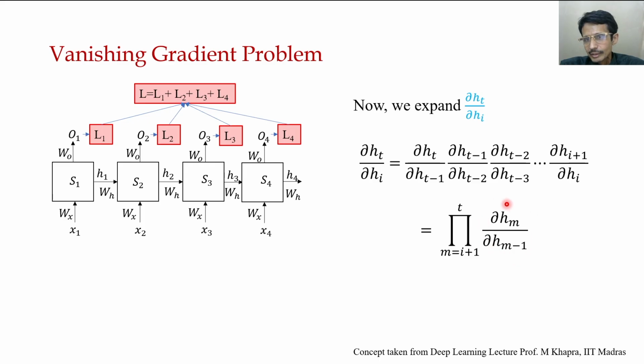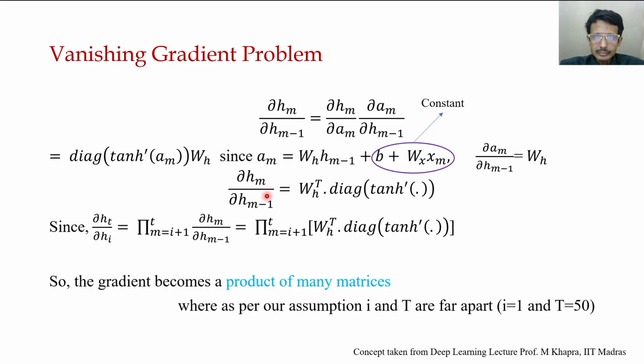Now we get this here. You can see this term, and this is the multiplication from i+1 to t. Now here we put it here. So our del of h_t with respect to del of h_i is basically the multiplication from m equal to i+1 to t of del of h_m with respect to del of h_(m-1). What does this mean? You can write it as W_h transpose times the derivative of tanh.